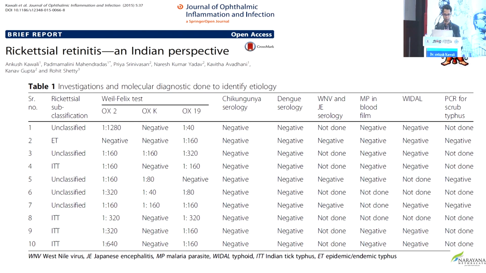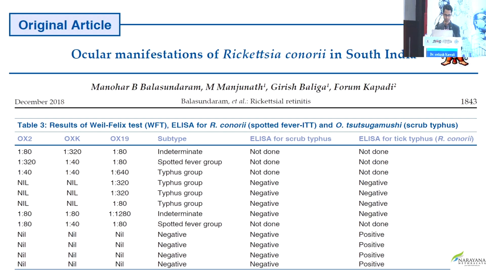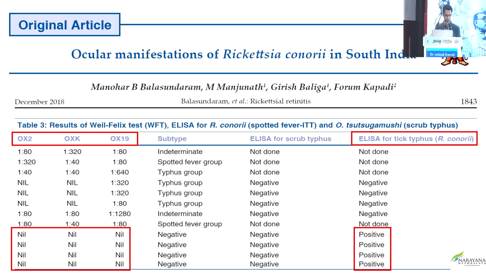Now coming to etiology, we have many phases for etiology as well. This is the first series which we published, of 10 patients presumed to be rickettsial retinitis because the diagnosis was based on the Weil-Felix test. But subsequently there was another series from Aravind Coimbatore in which they did not only the Weil-Felix test but also ELISA for Rickettsia conorii. And as you can see here, the last 4 patients tested negative for Weil-Felix, but they were positive for ELISA. So this means that a negative Weil-Felix test does not rule out rickettsial etiology.